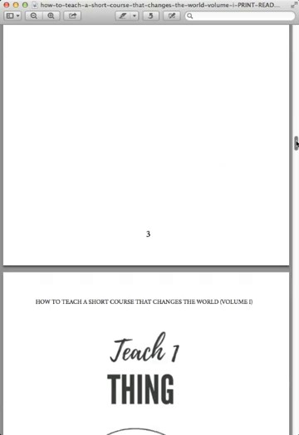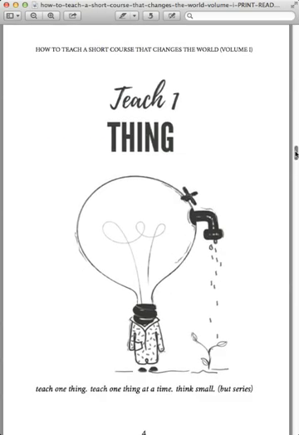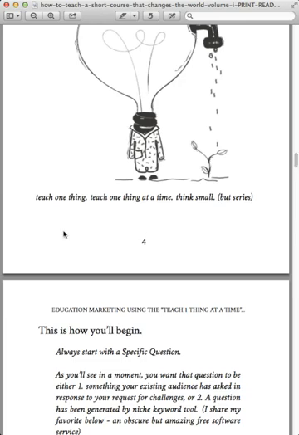All right, so let's look at chapter 2, which is essentially education marketing using the teach one thing at a time model, right? So my motto with this, or mantra, is teach one thing at a time. Think small, but serious, right? So if you're writing books, teaching courses, creating content, it's think small but serious. But if you're building a business, or you're building a community or a platform, you can think small but scale, right?